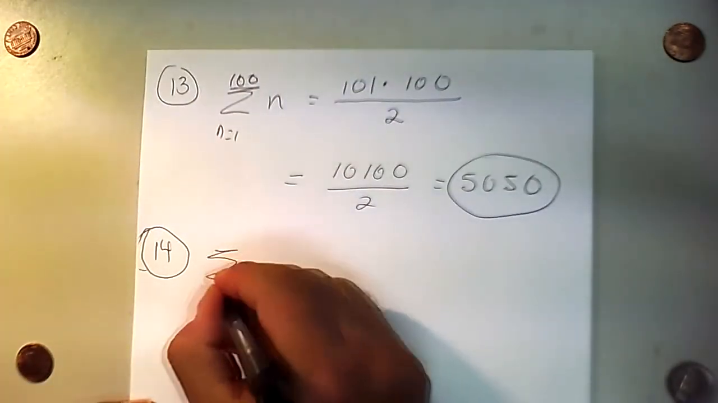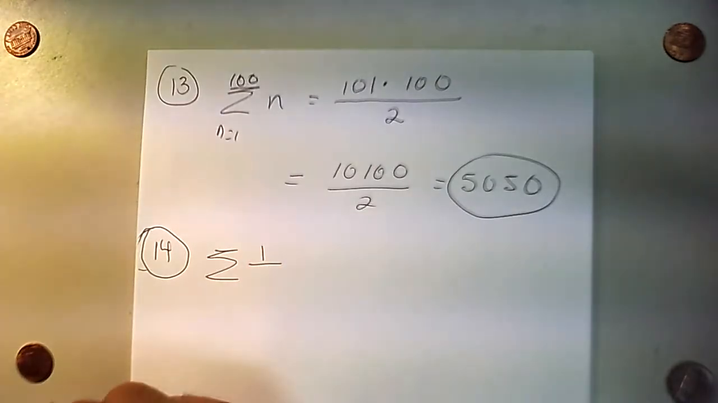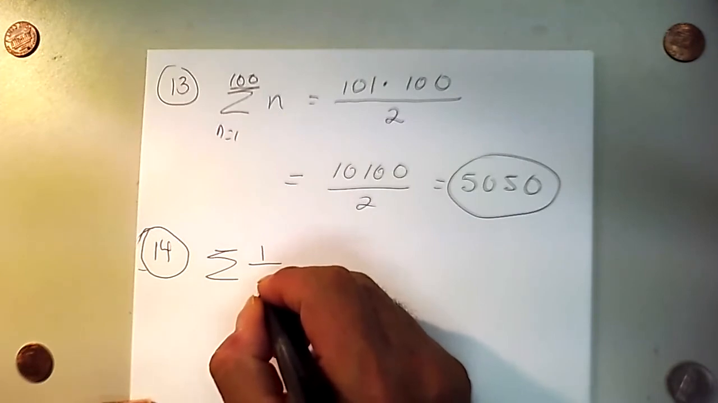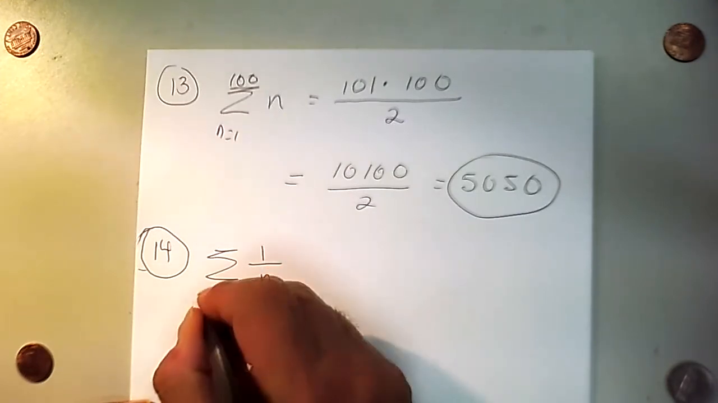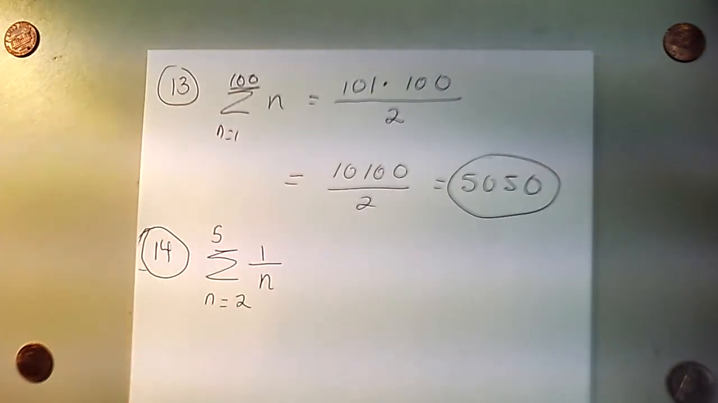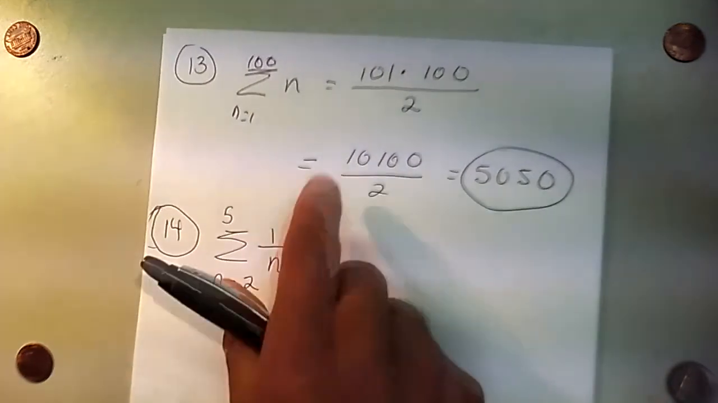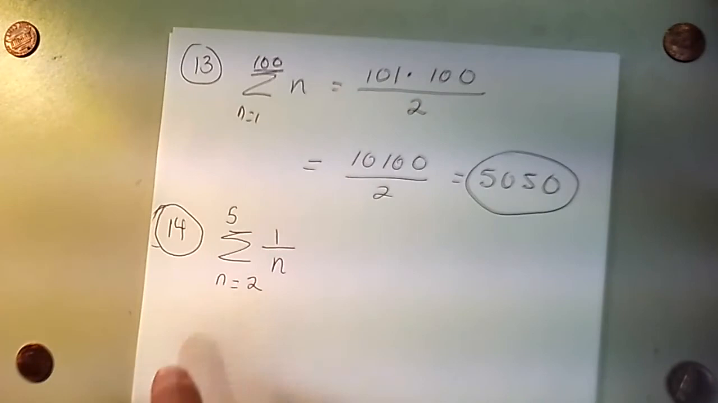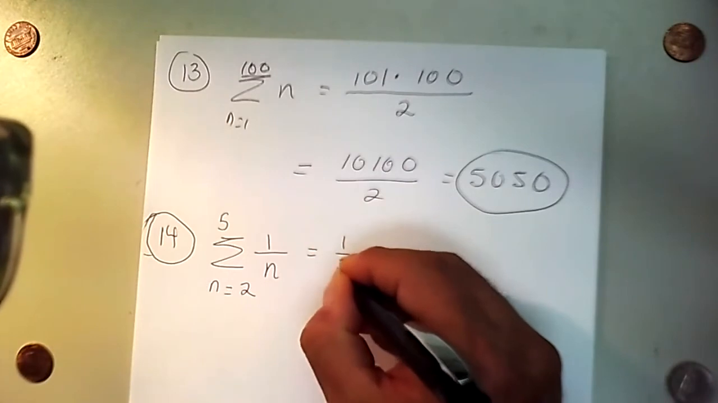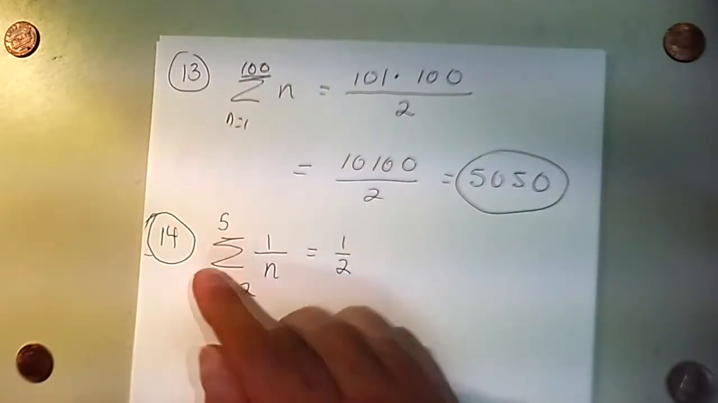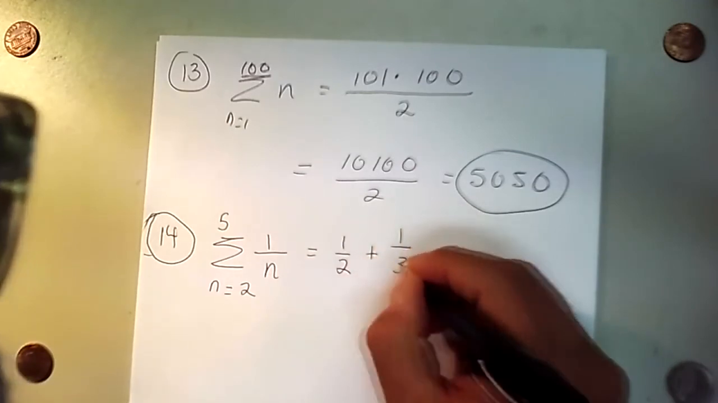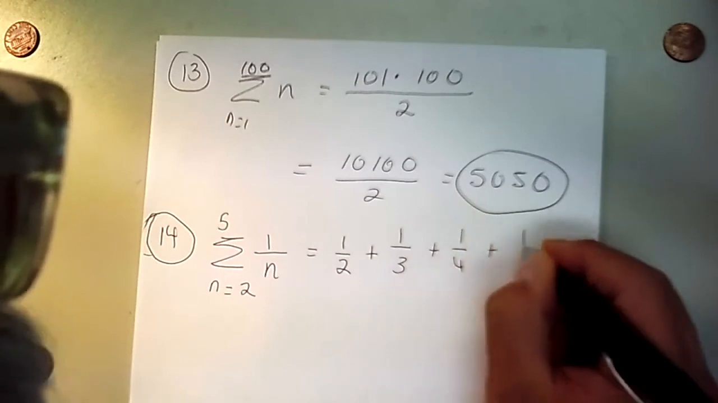Some sums are kind of funny, such as 1 over n from n equals, say, 2 to 5. Okay, they're not as nice. These sums are very nice, but this one is not as nice. So this is 1/2, starts with 2, remember, and ends with 5, and we increase the n, plus 1 over 3 plus 1 over 4 plus 1 over 5.